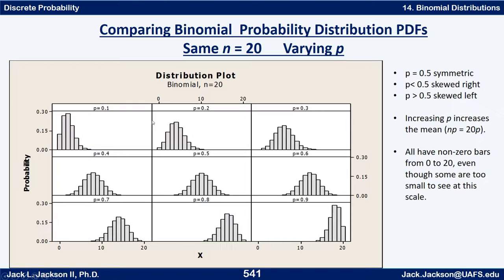I'm varying p from different values. Actually, I have 0.1, 0.2, 0.3, 0.4, 0.5, 0.6, 0.7, 0.8, and 0.9. And you can kind of see what happens there. First of all, remember that the mean is np. n is 20, fixed, so the mean is 20 times p. So the bigger p is, the bigger the mean is. If you notice when p is 0.1, the mean is over here at 2.